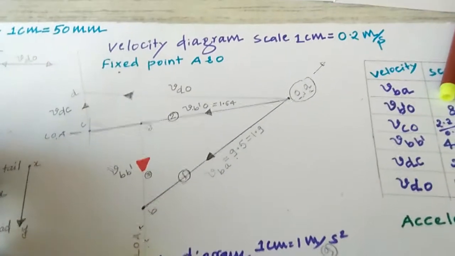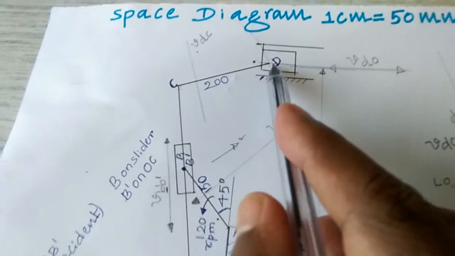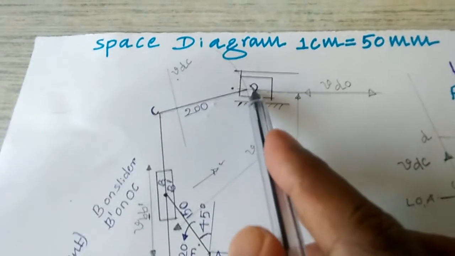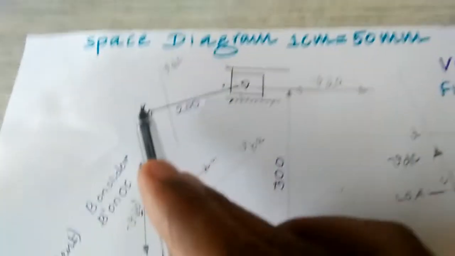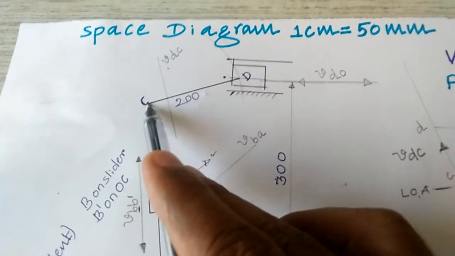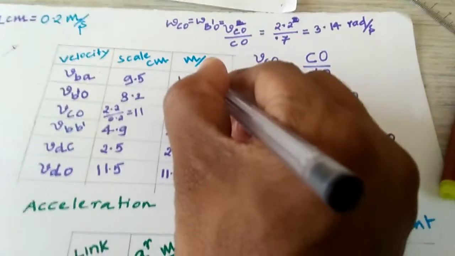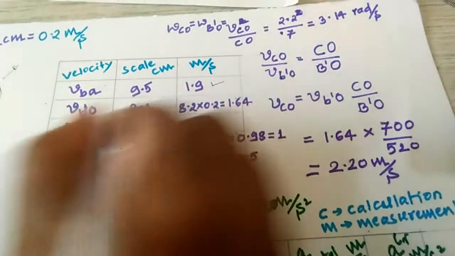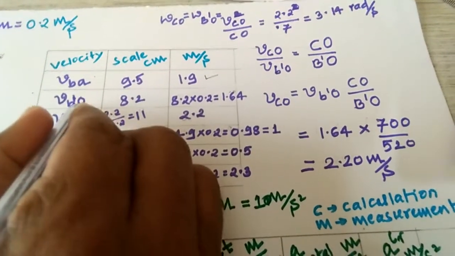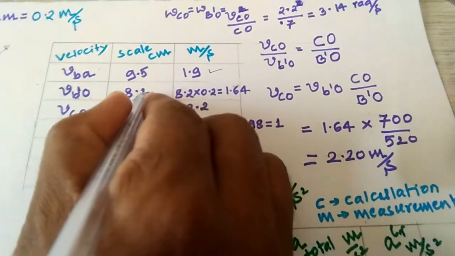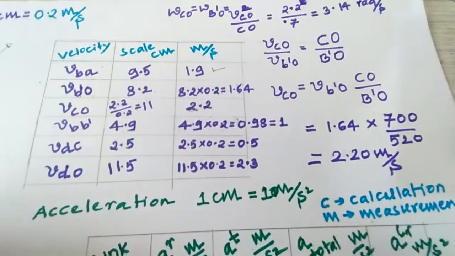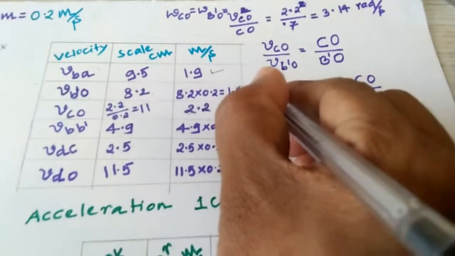Then come to the fourth, this one, CD. For CD also I will determine the velocity of D with respect to C. That's why you look at point C. In order to determine C, you have to go for the ratio method. You got this velocity of BA, that is 1.9. Then the velocity of B dash O you have to measure from the velocity diagram. It comes as 8.2 centimeter. The velocity of B dash O comes as 1.64.